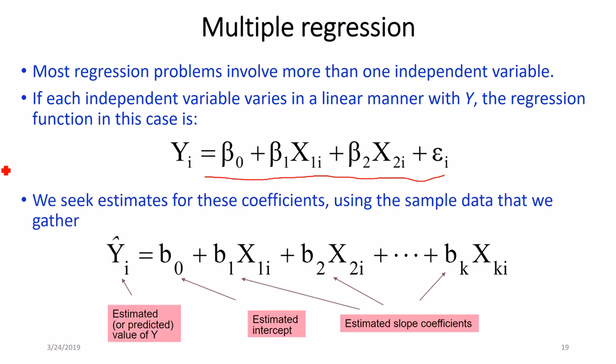So let's call the estimates b naught, b1, b2, etc., up to bk. For the ith observation, with b naught, b1, b2, etc., we can calculate or estimate the corresponding value of y, and we call it yi hat.